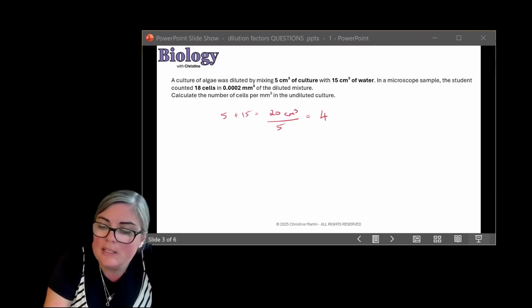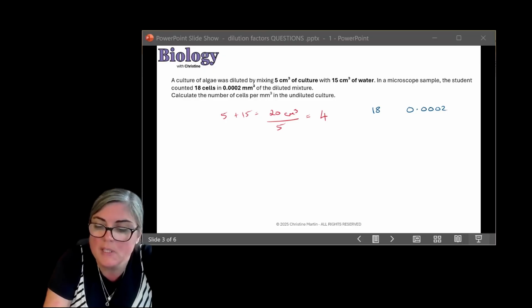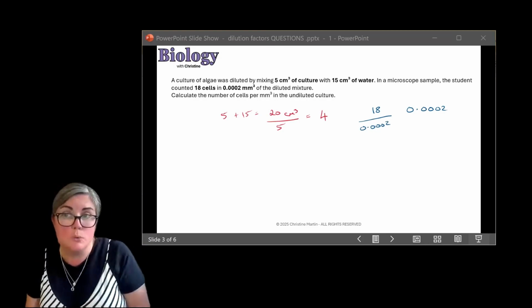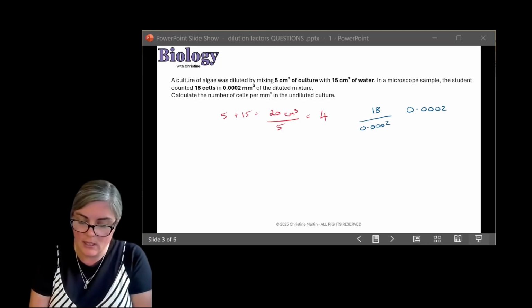Now, what I need to do is take my 18 cells. I know those 18 cells are in 0.0002 millimeters cubed. So I therefore am going to divide my 18 by my 0.0002. Let's just do that on the calculator again.